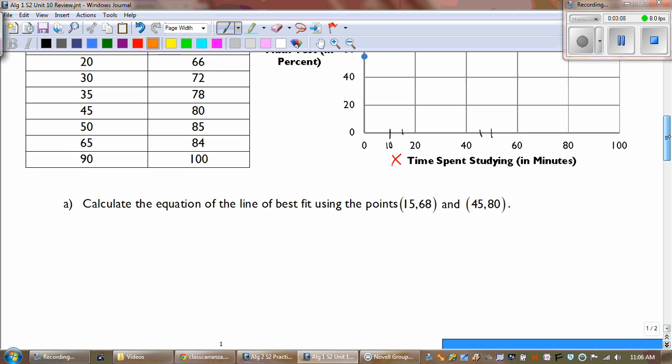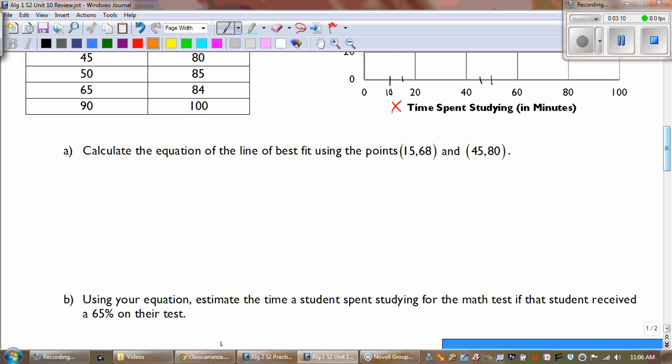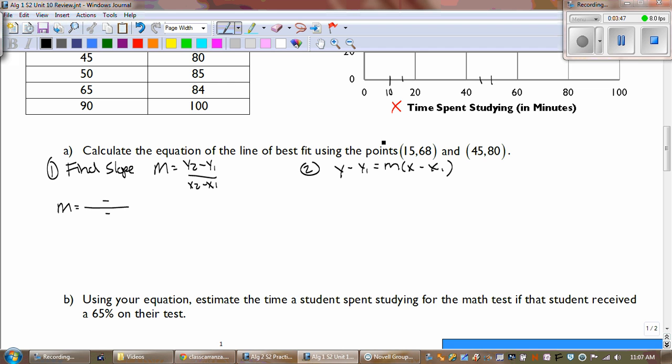All right, now let's see what it says. So calculate the line of best fit. How do I calculate the line of best fit? Okay, so to do that, the first thing we have to do is find the slope. And we're going to do that by doing y2 minus y1 over x2 minus x1. And then the second step is to plug into point-slope, where we said y minus y1 equals the slope times x minus x1. If you think you can do this, go ahead and pause the video and do it on your own. Otherwise, we're going to get started.